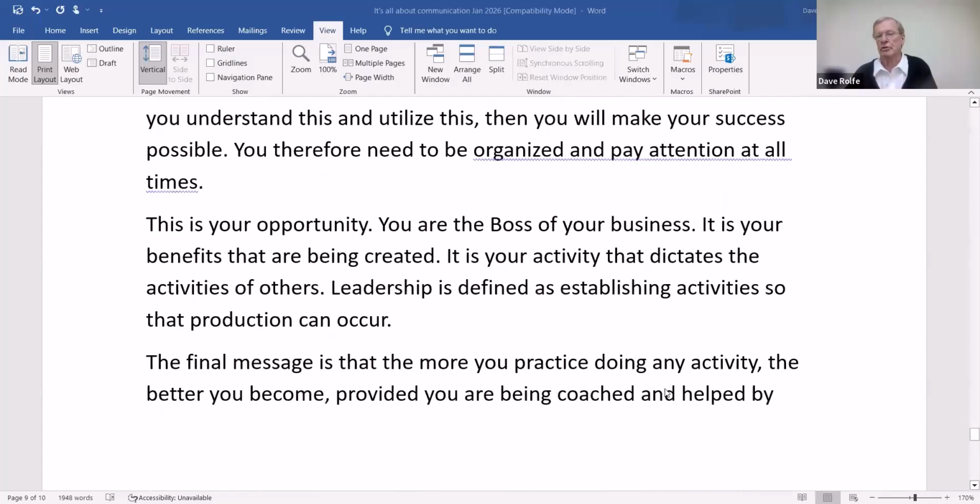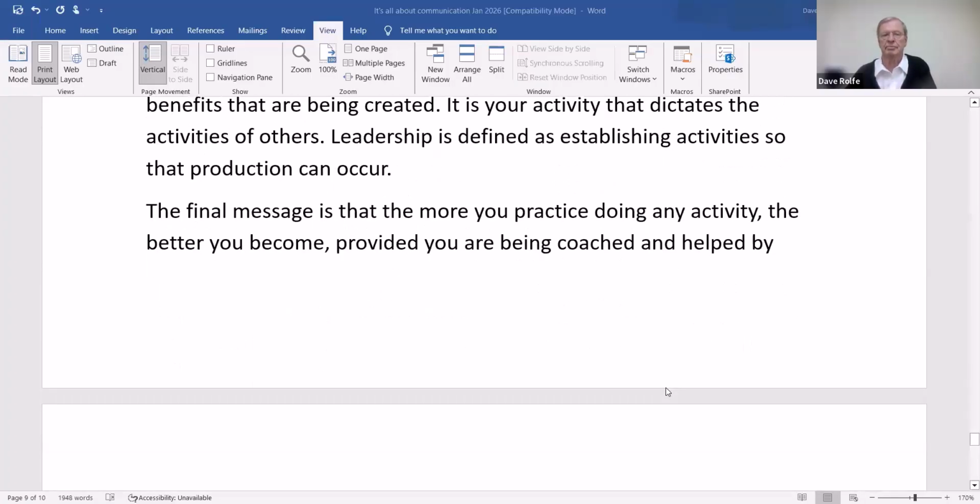This is your opportunity. You're the boss of your business. It's your benefits that are being created. It's your activity that dictates the activities of others. Leadership is defined as establishing activities so that production will occur. That's what a leader is: establishing activities so the production will go on. If you don't establish the activity, no production goes on, and you don't get a benefit. It's pretty simple.